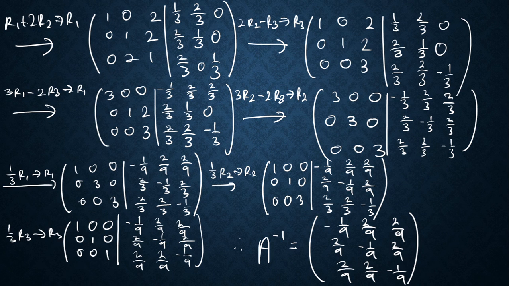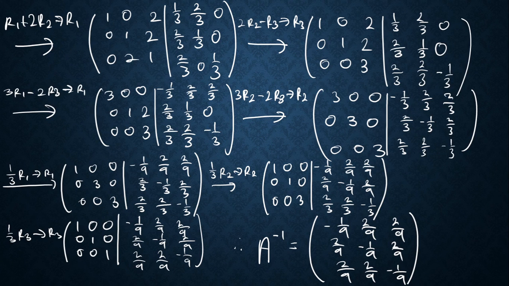Next, I'm going to choose 3 as the pivot, and solve for R2 and R1. So 3R1 minus 2R3 into R1, we get 3, 0, 0, -1 third, 2 third, and 2 third. Then 3R2 minus 2R3 into R2, we get 0, 3, 0, 2 third, -1 third, 2 third. Now it is actually done.